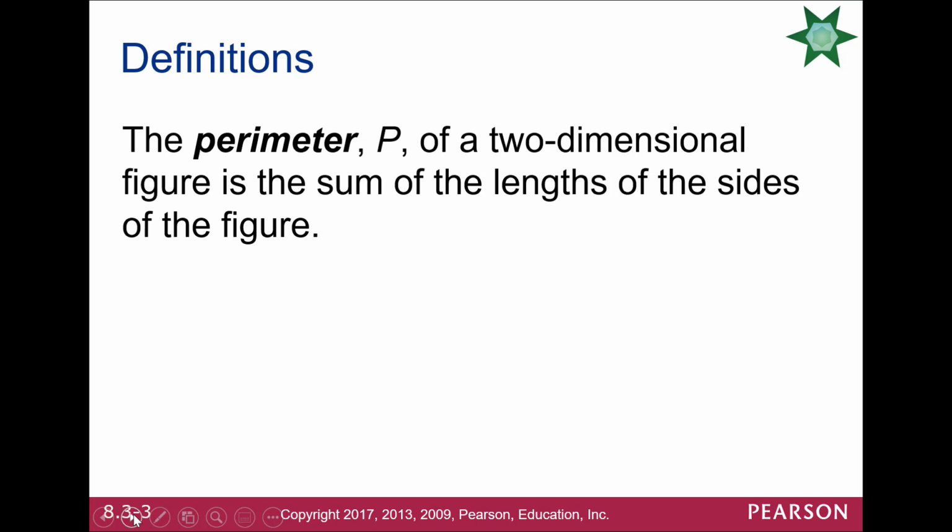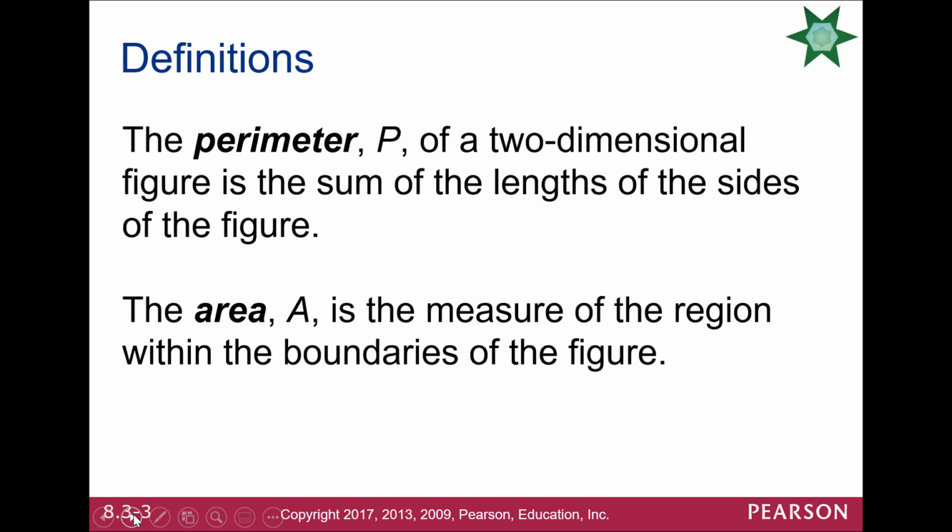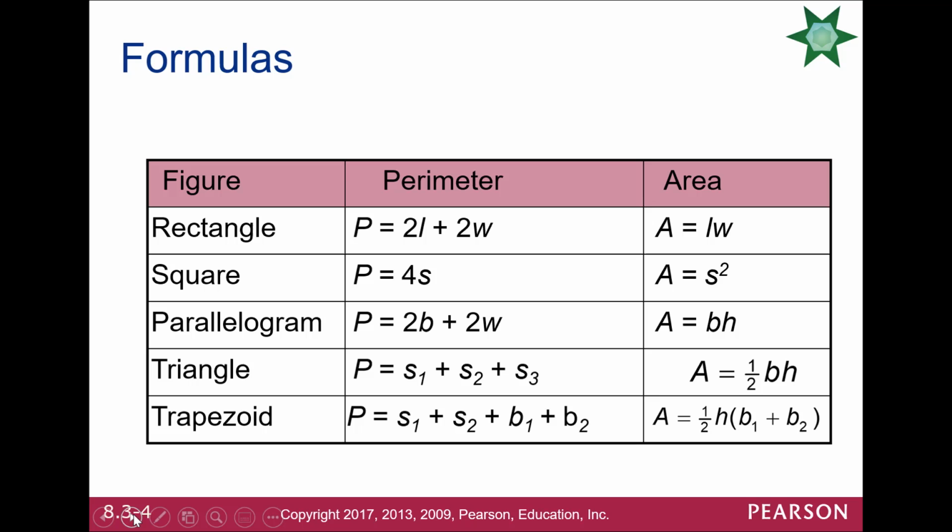So perimeter of any two-dimensional figure is the sum of the lengths of the sides. Area is the space, the measure of the region within the boundaries of the figure. So for a rectangle, the perimeter is 2 lengths plus 2 widths, and the area is length times width. For a square, all the sides are the same, so it's side plus side plus side plus side, or 4 times s, and the area would be side squared.